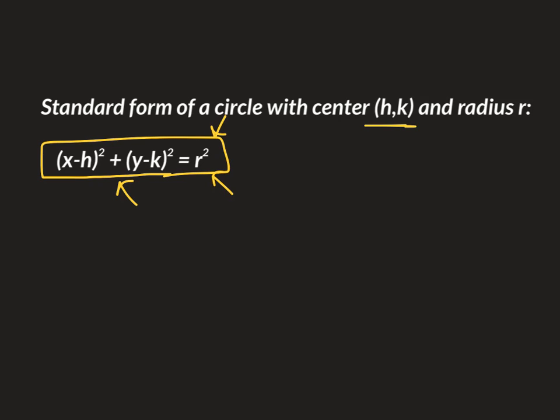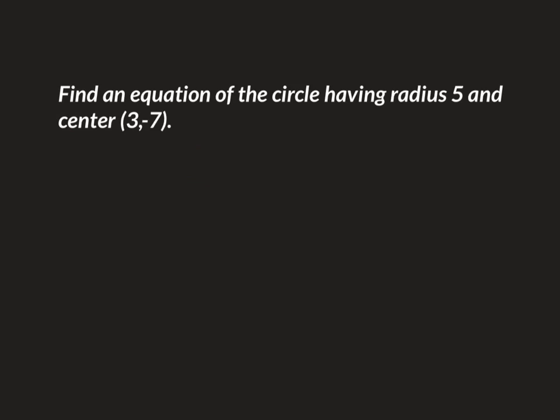So once more, if it's written like this, which is going to be most of the time today, your center is the opposite of what's inside each parentheses, squared, and your radius is over here. But remember, that's the radius squared, not the true radius. Let's look at two or three examples here.